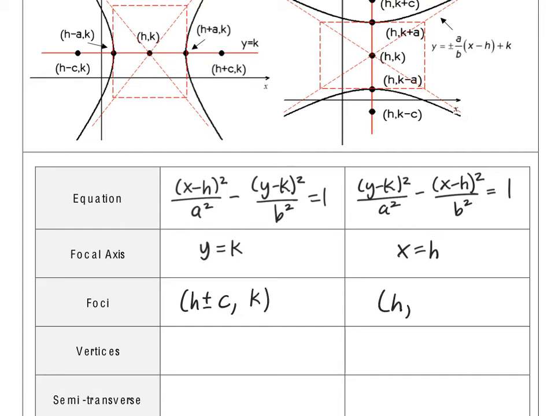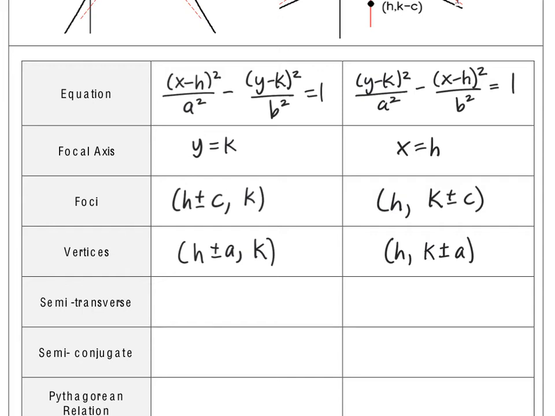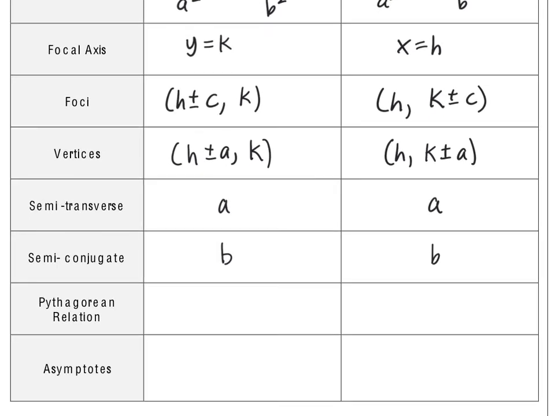Over here would be h, and then k plus or minus c, because remember our center is hk, so we're adding c to that x or y value depending on which direction it's going. For the vertices, this is h plus or minus a, and k. This would be h and then k plus or minus a. The semi-transverse axis is a for both of these, because that changes depending on which one it is. The semi-conjugate is b. The Pythagorean relation is the same. A squared plus b squared is equal to c squared.